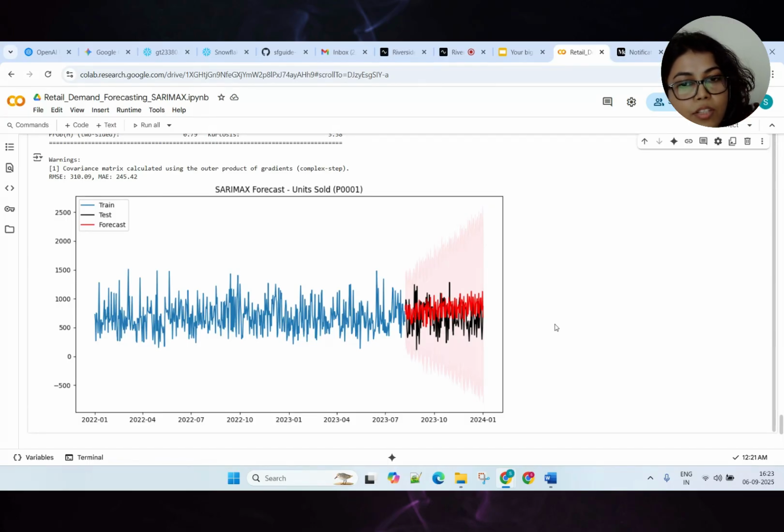As you can see here, it's not too bad. It is almost following the test data pattern. That means we are able to forecast properly as expected from the ground truth. But as it goes ahead, it is kind of losing its predictive capabilities. So this is one indication that the model needs some improvement.